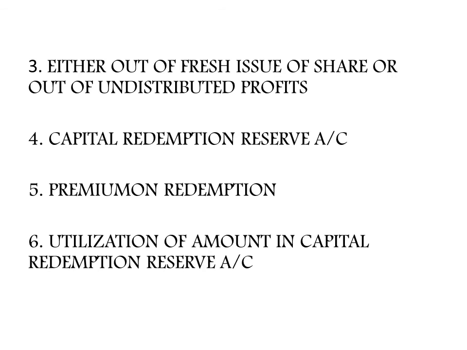Next one is premium on redemption of preference shares will be adjusted either out of securities premium account or out of undistributed profits. So if the company goes for any premium while making the repayment, in that case it is called as premium on redemption of preference shares. So that premium on redemption has to be adjusted either from the securities premium account or from the undistributed profits.